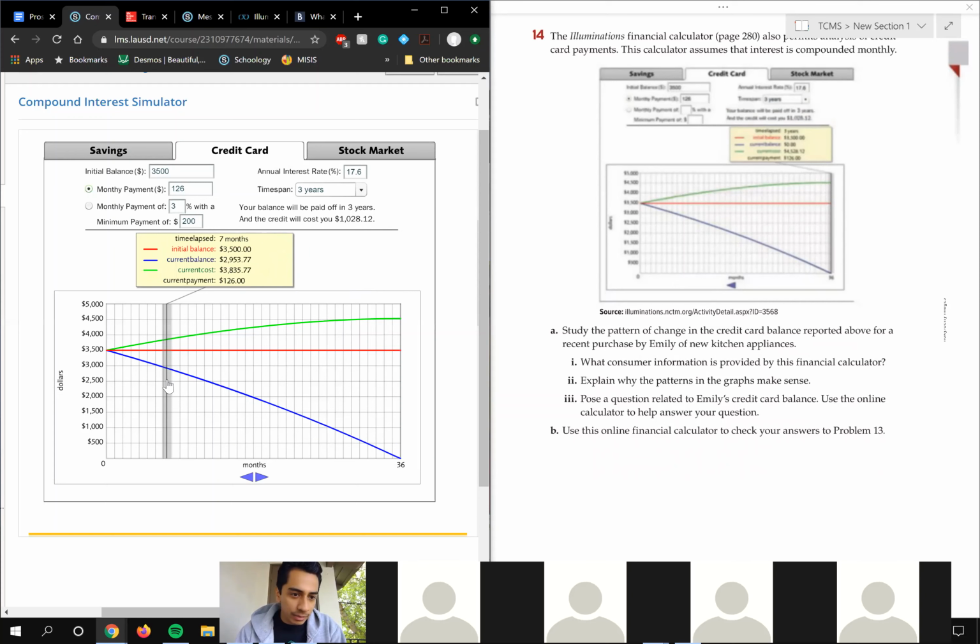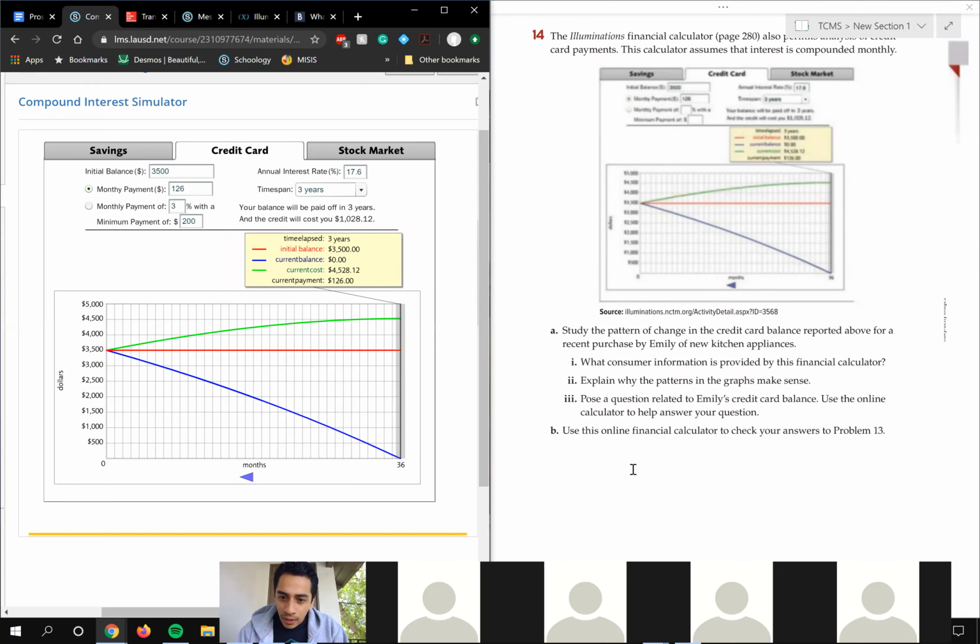But your current balance in blue typically starts going down after each month. Right. So if I start sliding this along, you're going to notice that the value that says current balance right here is decreasing. Okay. So that tells you how much you owe after each month or so. Okay. So as you slide it along, you have an idea of the progress that you're making. Okay. Pose a question related to Emily's credit card balance. Use the online calculator to help answer the question.